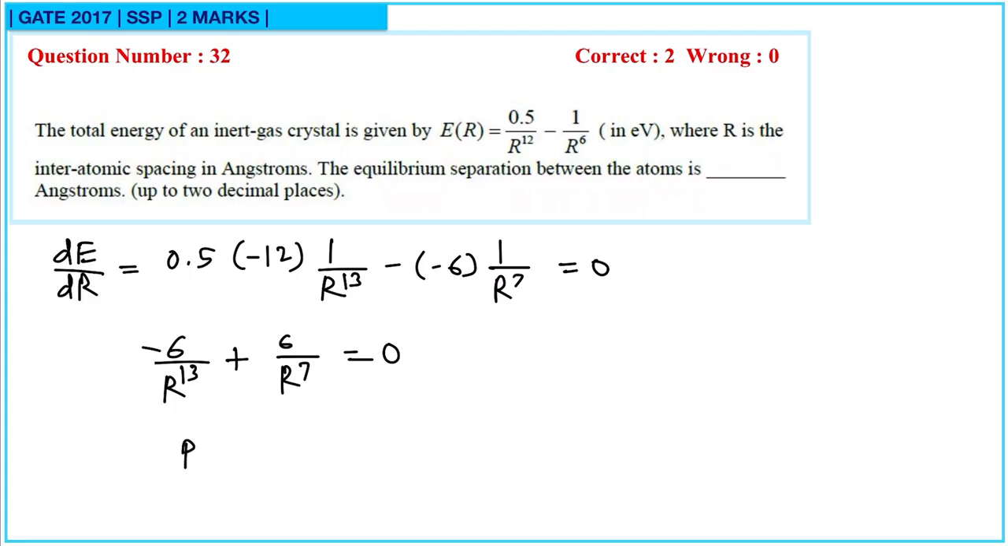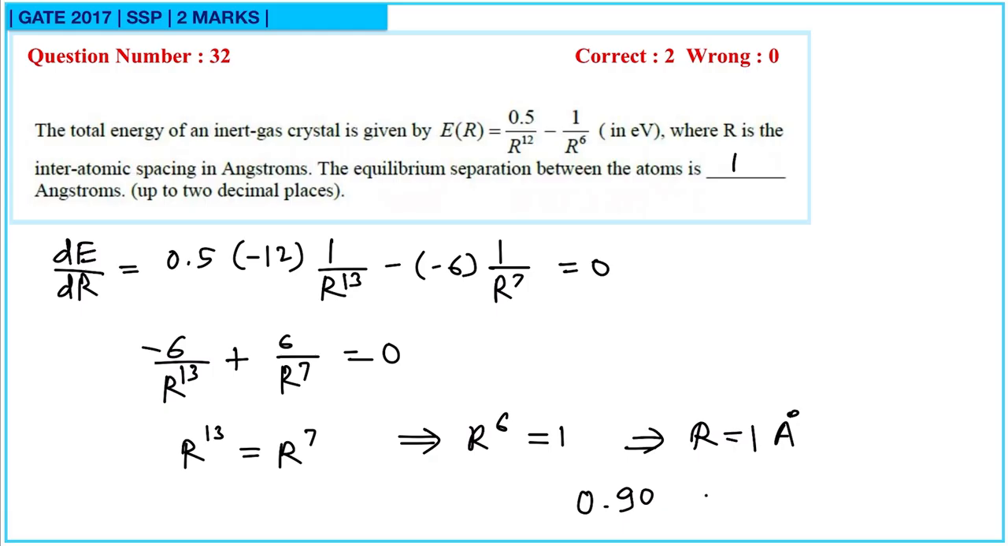So from here we will get R raised to 13 is equal to R raised to 7, that means R raised to 6 is equal to 1, that gives you R is equal to 1. So this is in angstrom, so this will be 1 angstrom. And the answer range for this question was 0.90 to 1.10. Answer is 1. Next question.